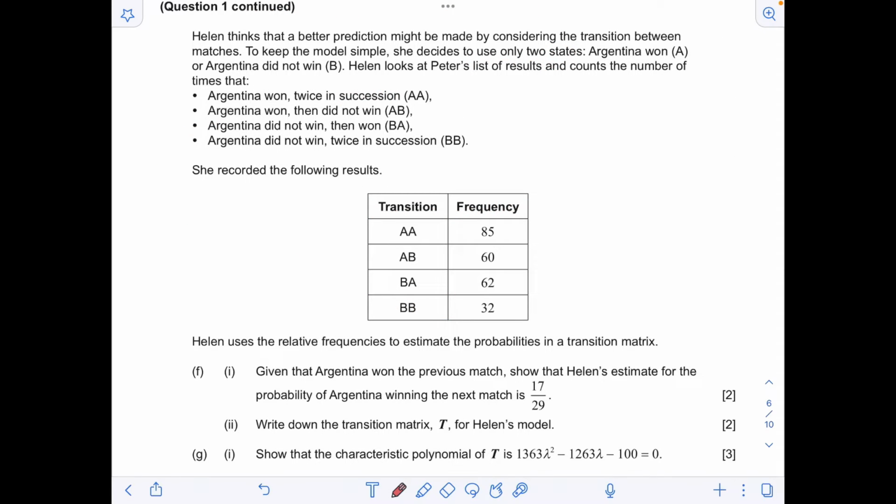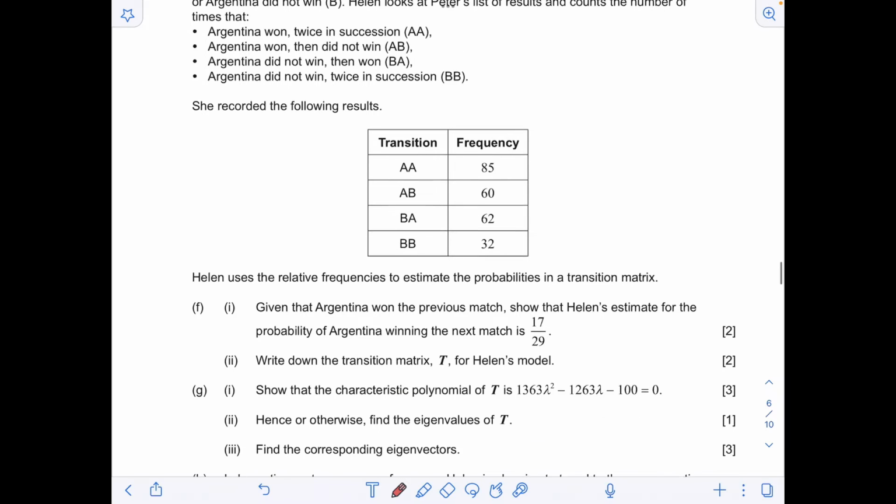Helen thinks a better prediction might be made by considering the transition between matches. To keep the model simple, she decides to use only 2 states, Argentina won A or didn't win B. Helen looks at Peter's list of results and counts the number of times that Argentina won twice in a row, won and then lost, which is AB, lost and then won, which is BA, lost twice in a row, which is BB. Those combinations are represented in the frequency table here.